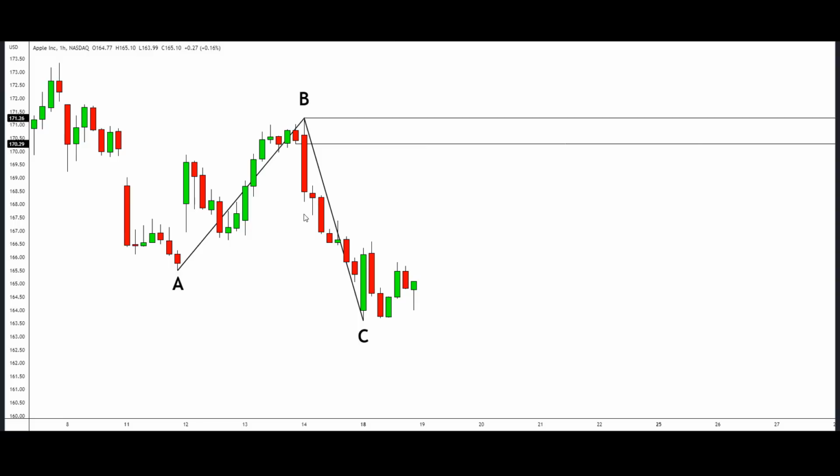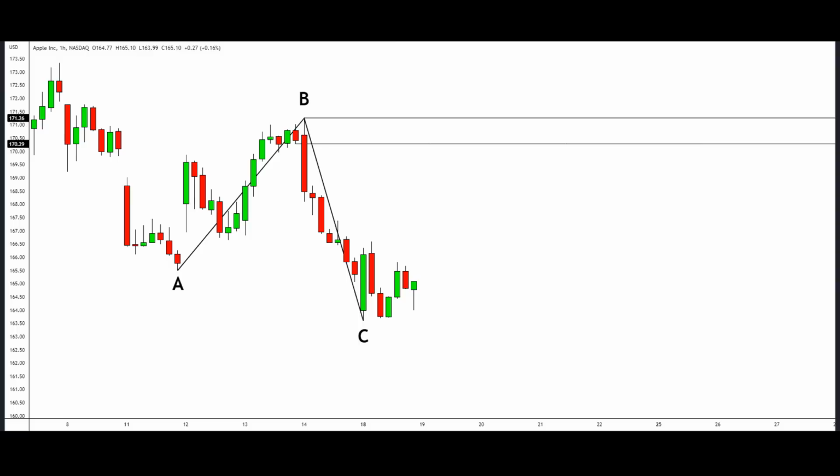The reason I marked the supply zone is that low C surpassed the low A, meaning that the sellers in B were powerful enough to drive this market lower than before. The ideal scenario here is waiting for price to come back to the supply zone, and depending on how price behaves in there, maybe take a short trade opportunity counting on the sellers we already identified.